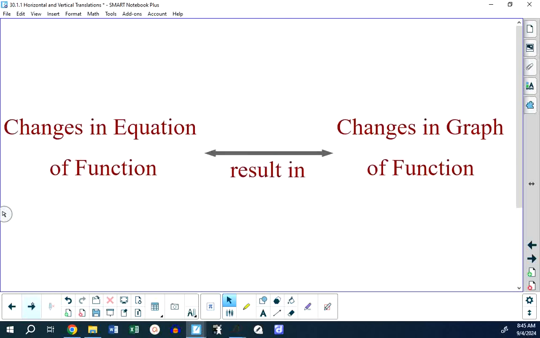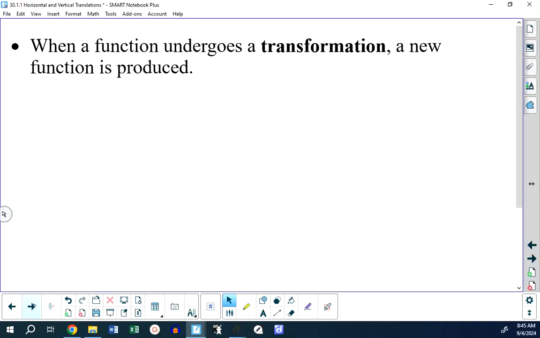So when you change the equation of a function, functions can be graphed. If I say to you, what does y equals x squared look like, you know what it looks like, I hope. It's a parabola with its vertex at the origin, opening up. So that's an equation, y equals x squared. If I change that equation, the corresponding graph will change. So when a function undergoes a transformation, a new function is produced.